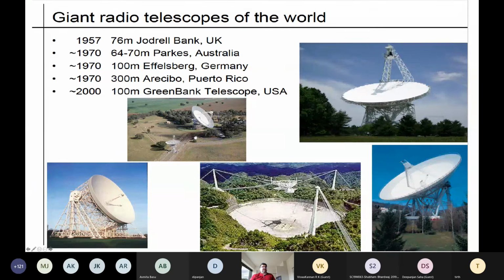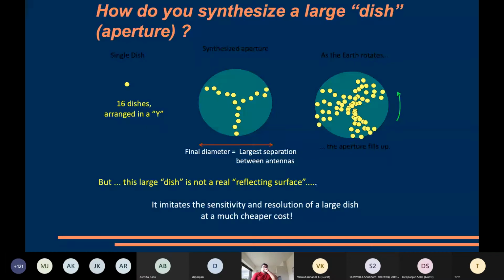But these, the Arecibo or FAST, still cannot be moved. It's a huge structure. So you can imagine if you're trying to get anything bigger than this, it is not possible to make. So what do we do? The clever technique of introducing interferometry.